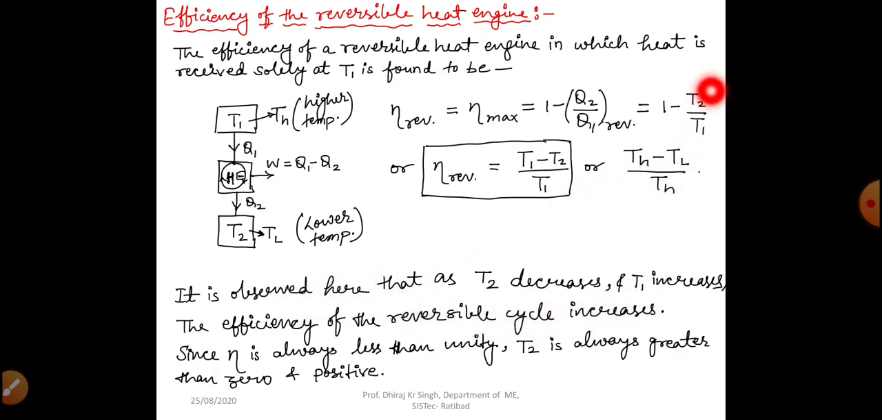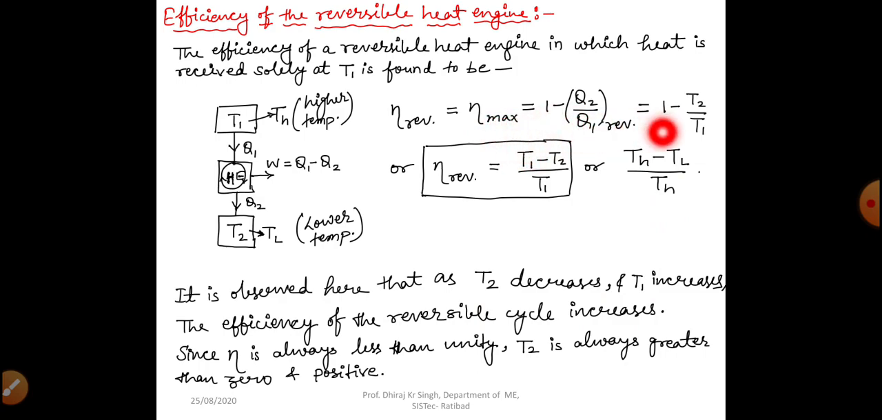If the numerator decreases, then the whole value will decrease, and when the whole value decreases, then obviously 1 minus a decreasing value means the overall efficiency will increase. So that's why here it is written that as T2 decreases and T1 increases, the efficiency of the reversible cycle engine increases.